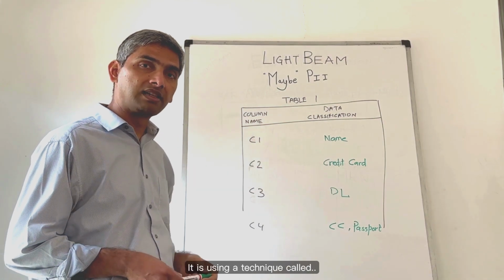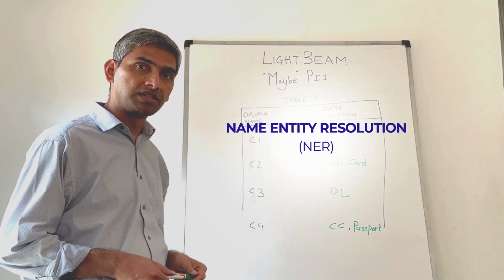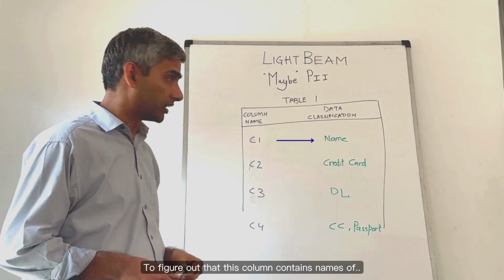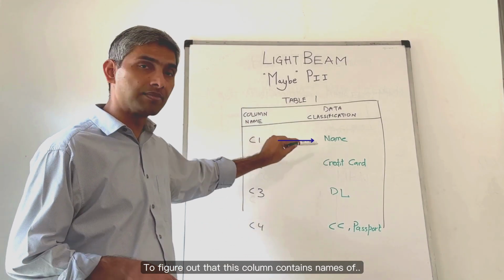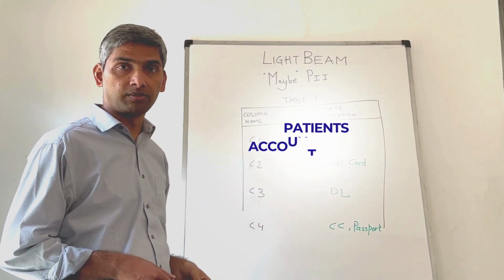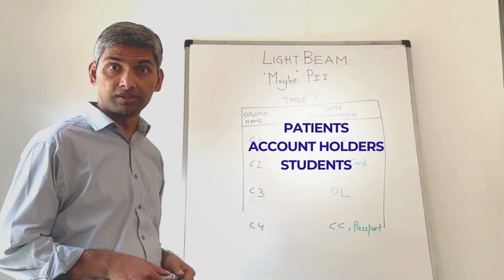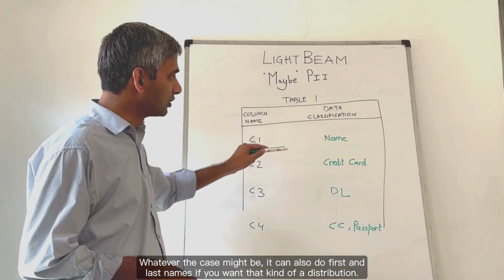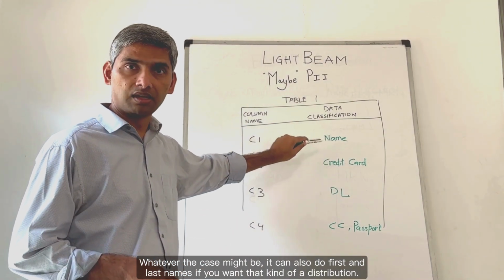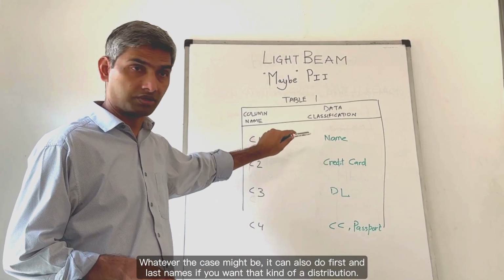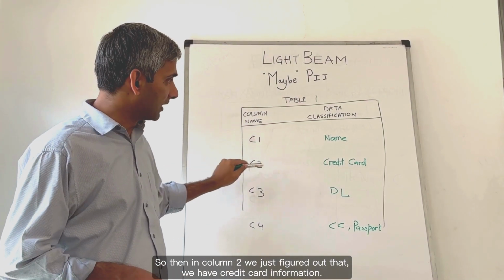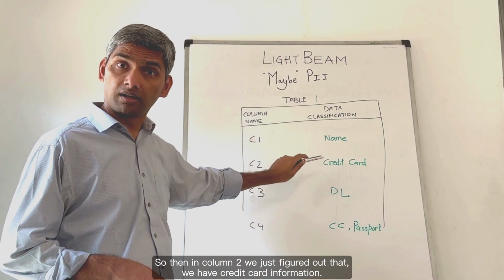It's using a technique called NER, Named Entity Resolution, to figure out that this column contains names of maybe your patients, maybe your account holders, maybe your students. Whatever the case might be, you can also do first names and last names if you want that kind of a distribution. Similarly, in column 2, it has figured out that you have credit card information.